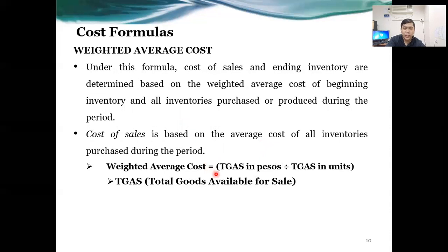There is also a formula we will use later in the computation. Weighted average cost is TGAS, or the total goods available for sale, in pesos, divided by the total goods available for sale in units. But we will discuss it further later in the illustration and solving, after cash, then accounts receivable, then inventory. Okay?